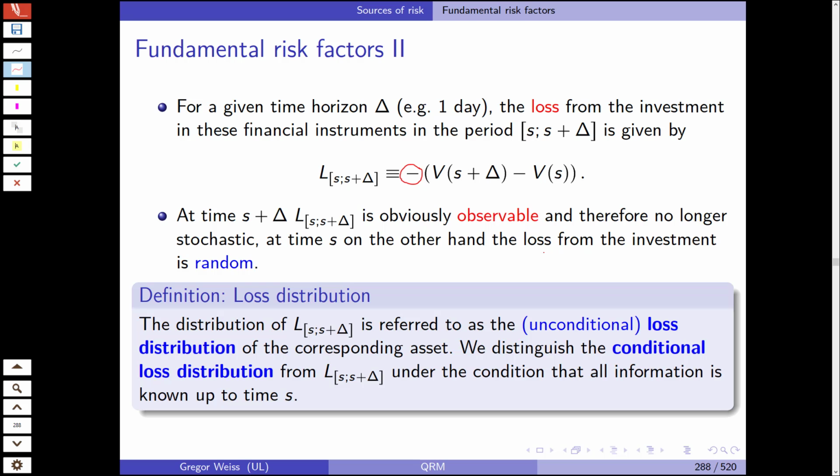At time s plus delta, we obviously know which loss we've incurred. So L is observable at s plus delta. At point s, L is not observable and it's a random variable. So we need to define a loss distribution. The distribution of L from s until s plus delta is referred to, first of all, as the unconditional loss distribution. And we can also distinguish the conditional loss distribution if we take into account that all information is known up until s and incorporated in the conditional distribution.